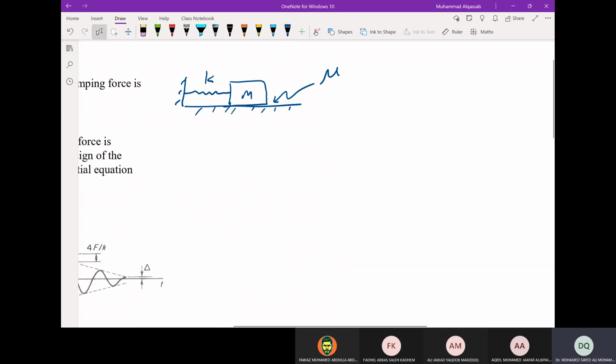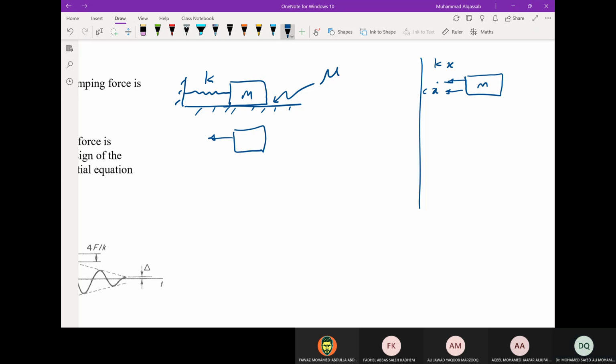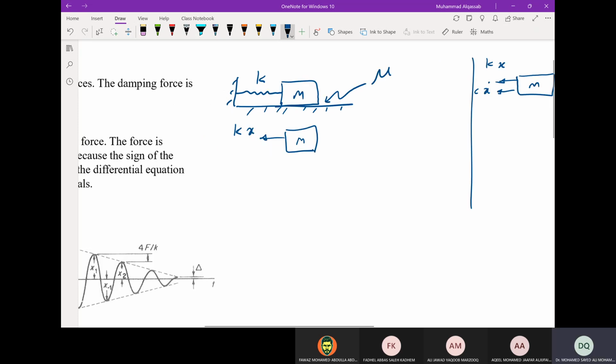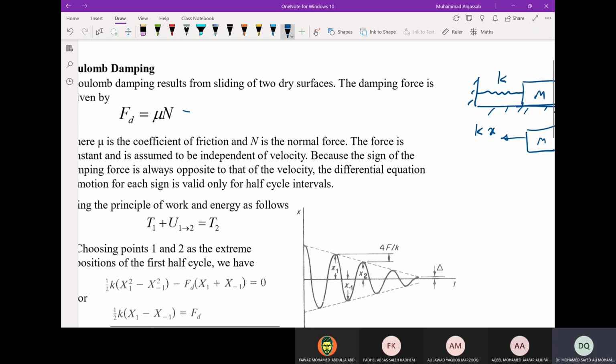If you compare with the viscous damping, and you draw the free body diagram for viscous damping, you will have a spring force kx, a damper force c x dot, right? And the mass. And here the free body diagram will be a spring force kx and the friction force, which, because it is a constant, is not multiplied by velocity.